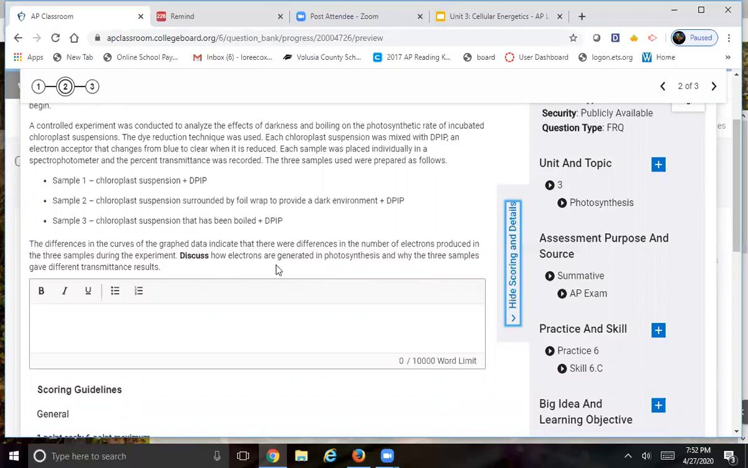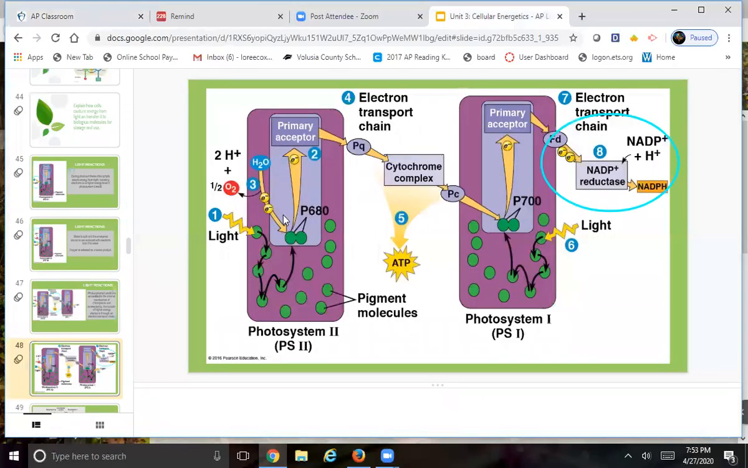And then the third one, the chloroplast suspension that has been boiled. Well, is this one going to generate electrons? Well, it's not going to generate electrons because of the denaturing of that enzyme, right? The photosystems here are types of proteins, right? Photosystem 2 is a protein. Photosystem 1 is a protein. If we boil that, these cannot work anymore and can't accept electrons from water, right?